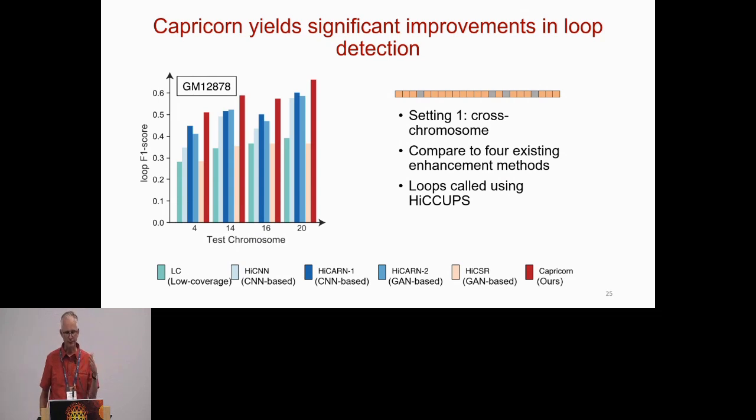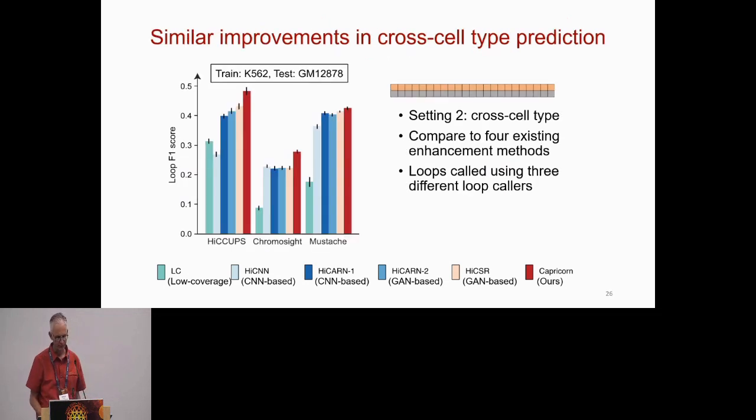You also get the same kind of result if you run this test in a different cell type, though I didn't show the plot here. We also looked at the cross cell type prediction setting, where we train on the K562 cell line and then test on GM12878. Again, you see a consistent trend of significant improvement. In the previous experiment, we did all of the loop calls using one loop calling algorithm. Here we tried three different loop calling algorithms: HiCCUPS, Chromosight, and Mustache. The results are consistent across all of them.